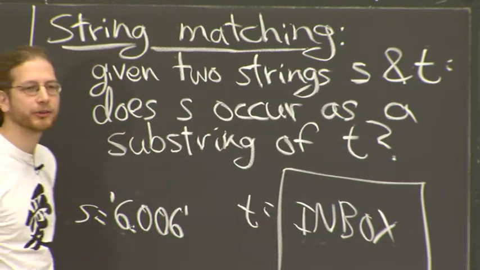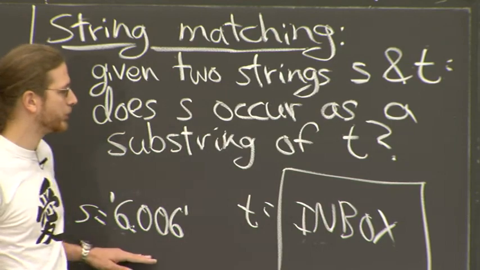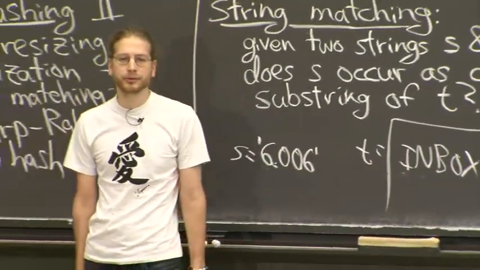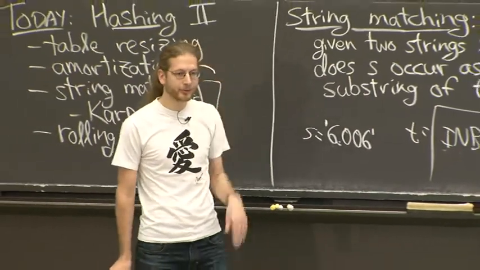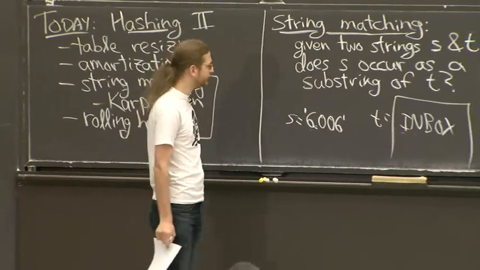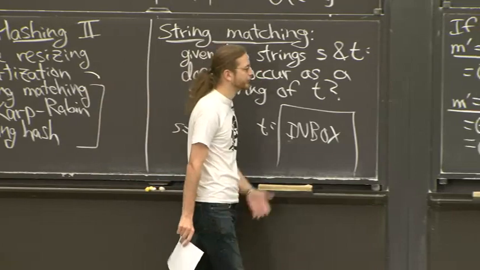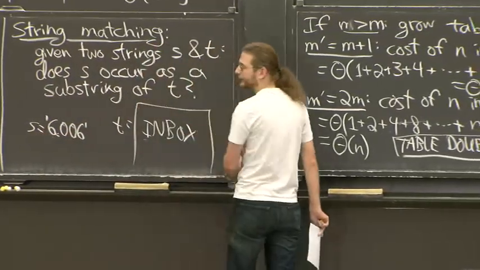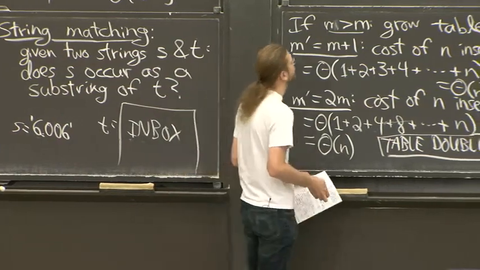What's the obvious way to search for a substring in a giant string? Yeah? Just check each substring of the right length. So it's got to be of the length of s. And there's only a linear number of them, so check each one. Okay, let's analyze that.